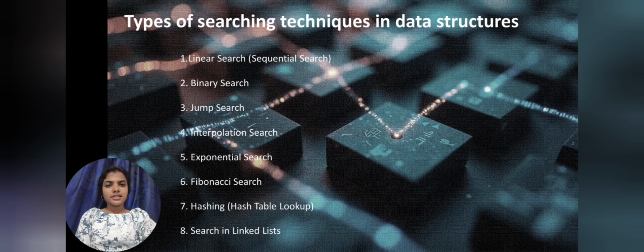Next, discussing the types of searching in data structures. There is a huge number of techniques, of which we have listed a few here: linear search, which is also known as sequential search, binary search, jump search, interpolation search, exponential search, Fibonacci search, hashing, hash table lookup, search in linked list.